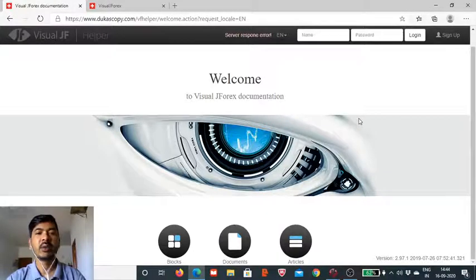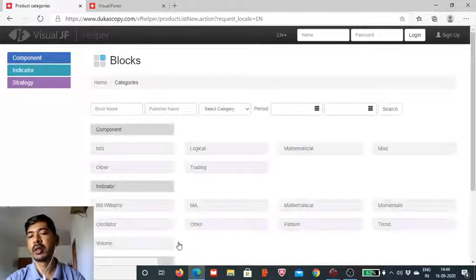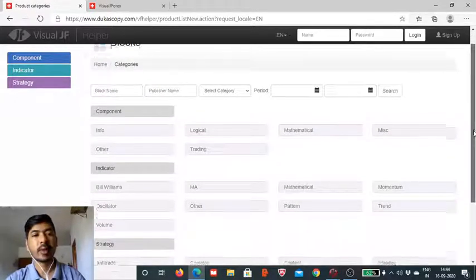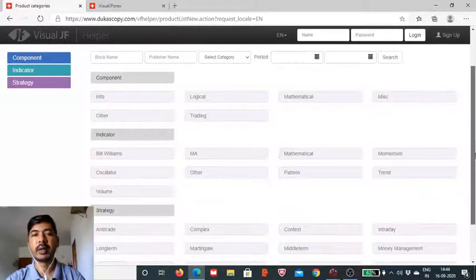Everyone, myself Vaibhav. In our today's session of Visual JForex, I am going to make you familiar with an indicator named plus directional indicator. This is a momentum indicator which can be utilized to see the strength of the trend of any underlying instrument. So we will see how we can deploy this indicator block on the Visual JForex platform to develop the automated trading setup.